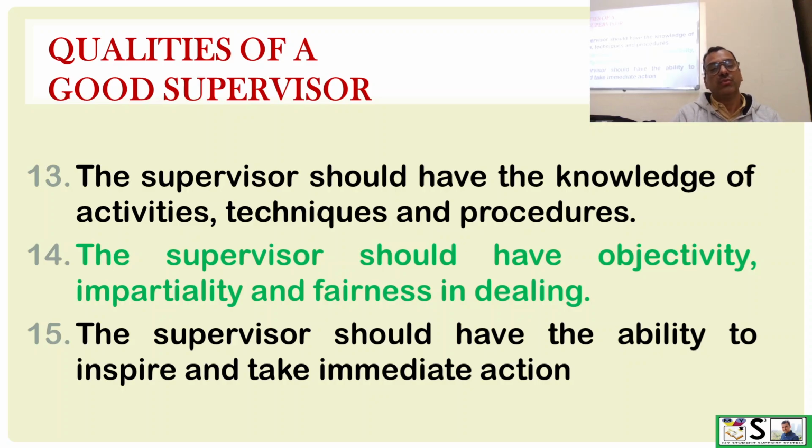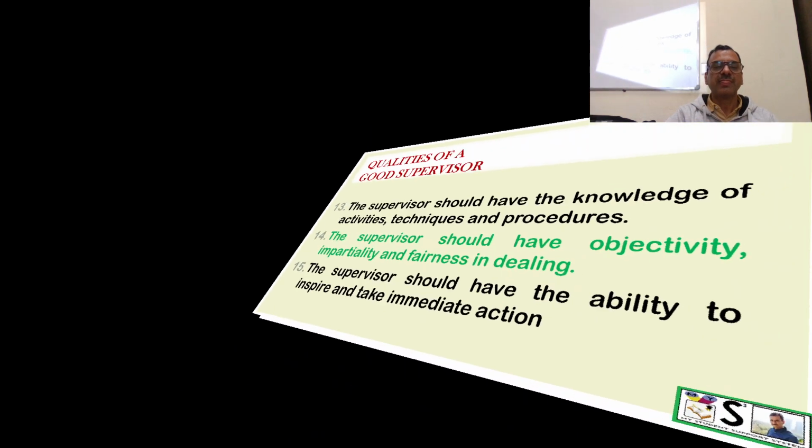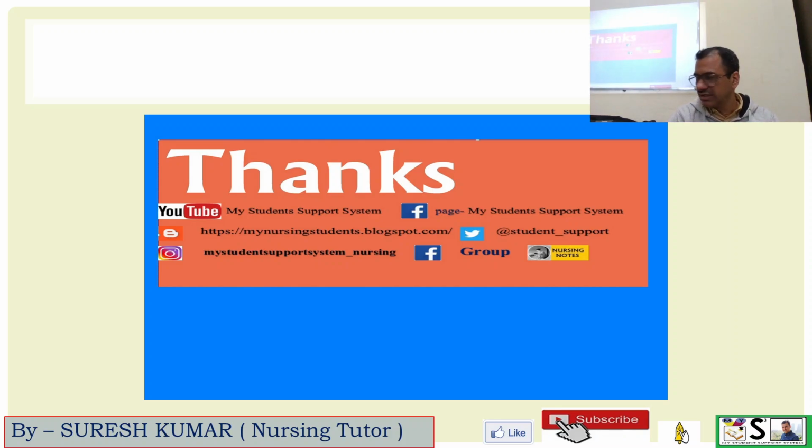Then the supervisor should have knowledge of the activity, techniques and procedures related to that particular field. And the supervisor should have objectivity, impartiality and fairness in dealing, and should have the ability to inspire and take immediate action as per need. So in this way we can write our answer. Basically in this lecture we have studied two subtopics. Number one, factors affecting supervision, and number two, what are the qualities of a good supervisor.